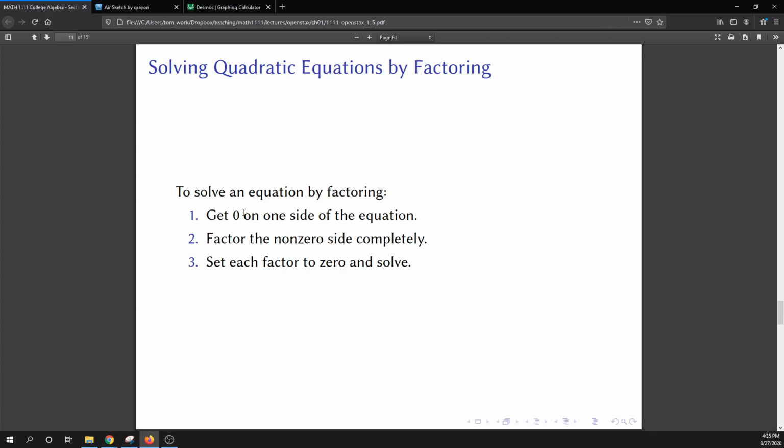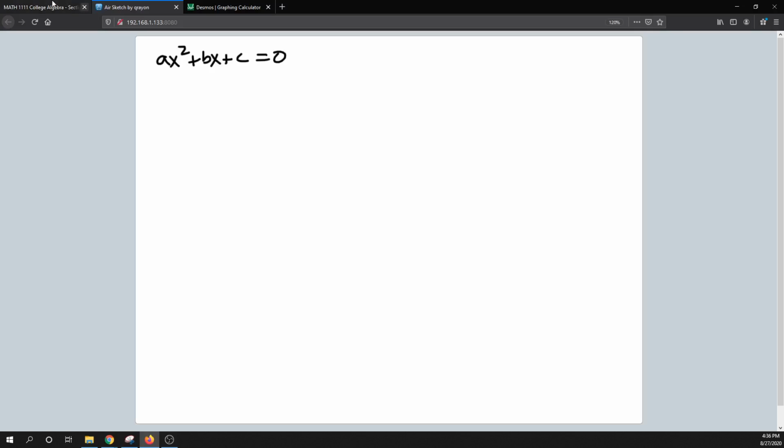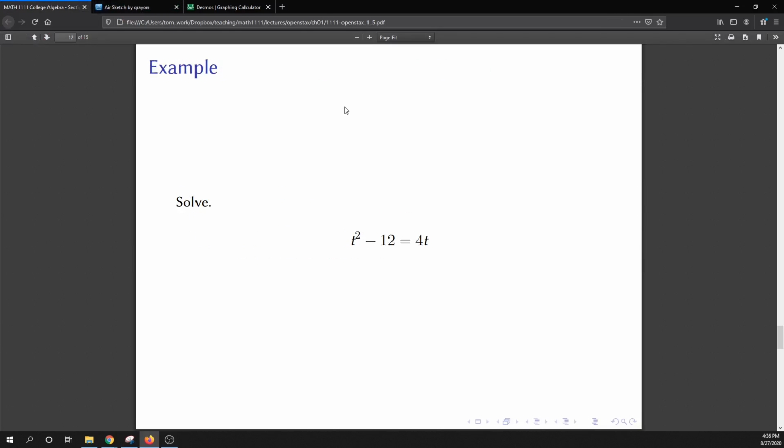So the general method is to get 0 on one side of the equation. You would do that by adding or subtracting all of the terms over onto one side of the equation. Step 2 would be to factor the non-zero side completely. And then the third step would be to set each factor equal to 0 and solve using the principle of zero products. Okay? So essentially what we're going to be doing here is taking a quadratic equation and changing it into two linear equations.